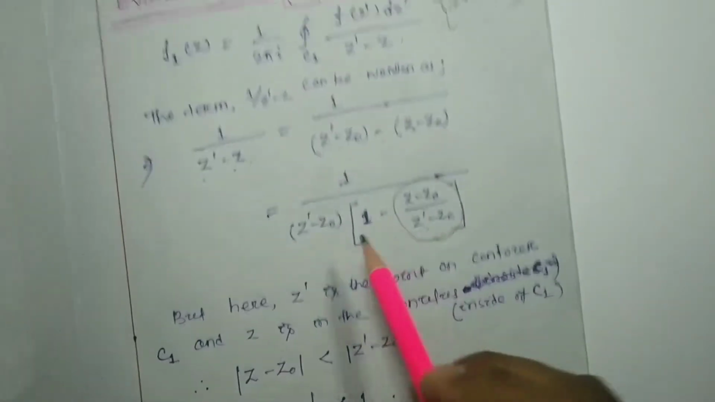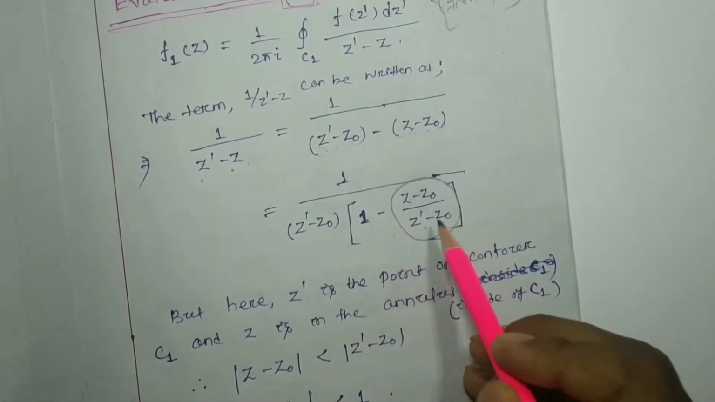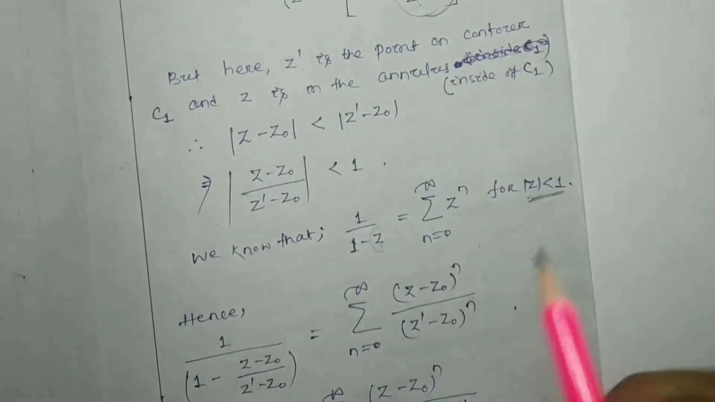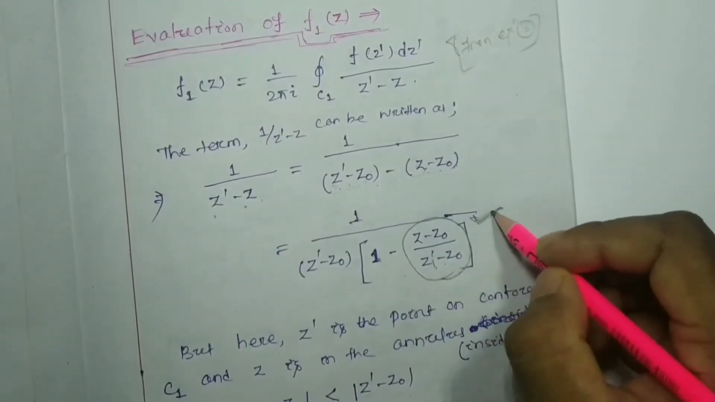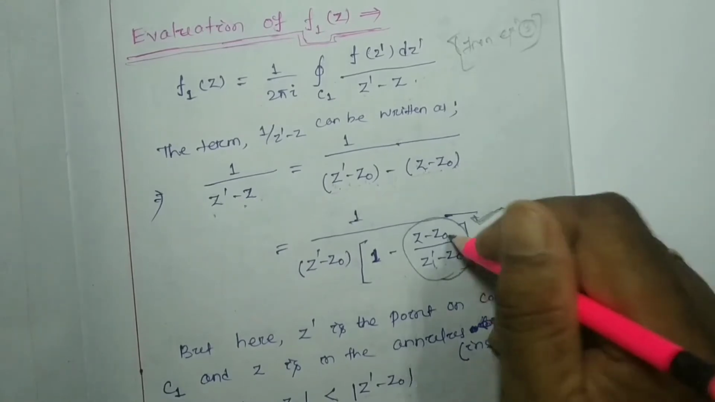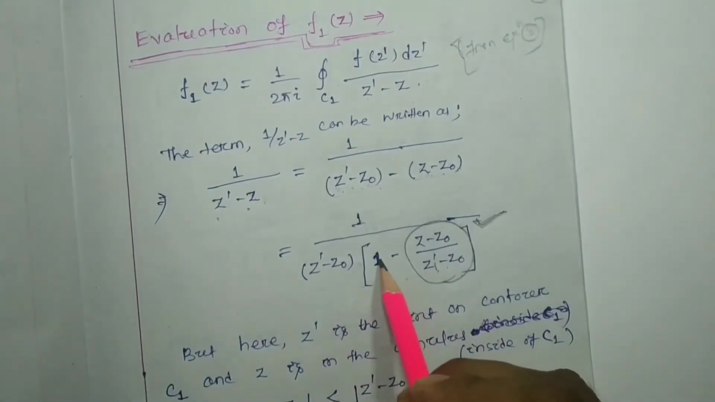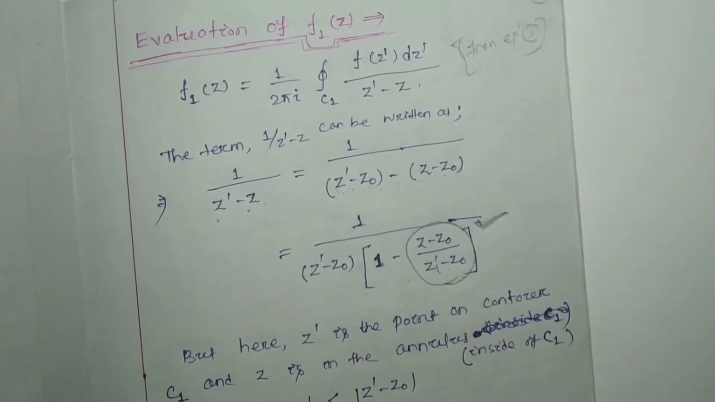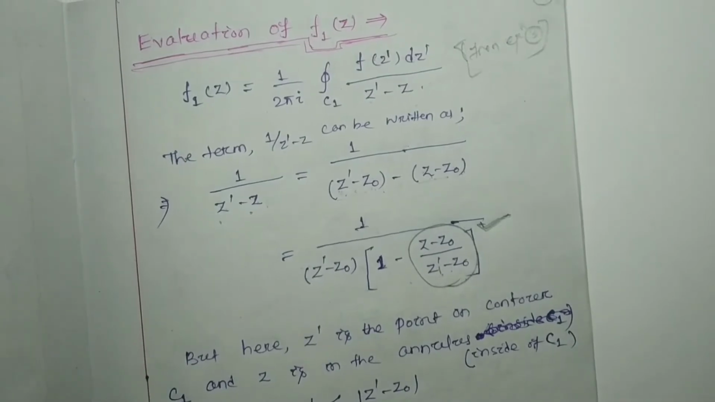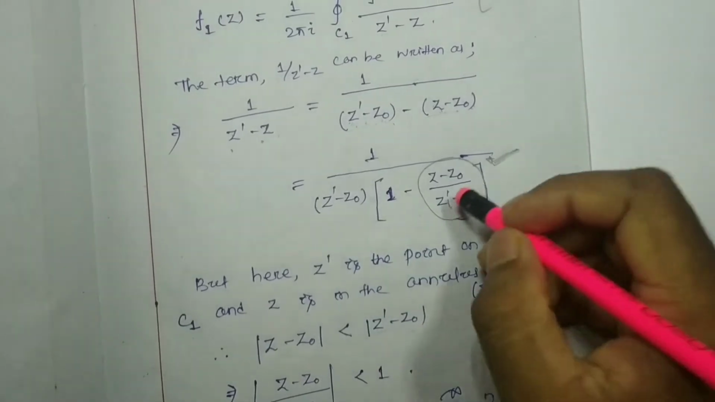So here you can see this is in the form of 1 minus z. If this term is less than 1, then we can directly apply this formula, otherwise we cannot apply. This is most important, and this concept is required in each and every problem of your Laurent series. Whatever we take common from here, this term should be less than 1. So here you can see that this will be less than 1.